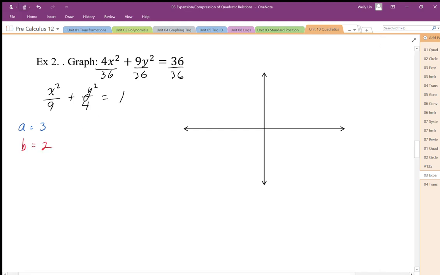Once I have that, it makes it very easy to draw the graph. So I'm going to go 1, 2 along my y, 1, 2 along my y. I'm going to go 3 along my x-axis. Then I end up with my vertices, and again I can just sketch my graph in. So really what I need to do is make sure that I can identify my a squared and my b squared values. And once I have the vertices, I can sketch in my ellipse.